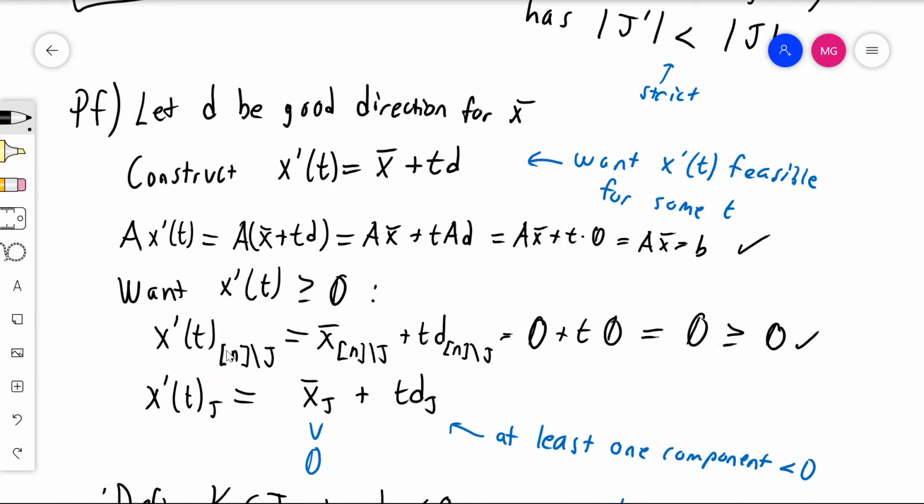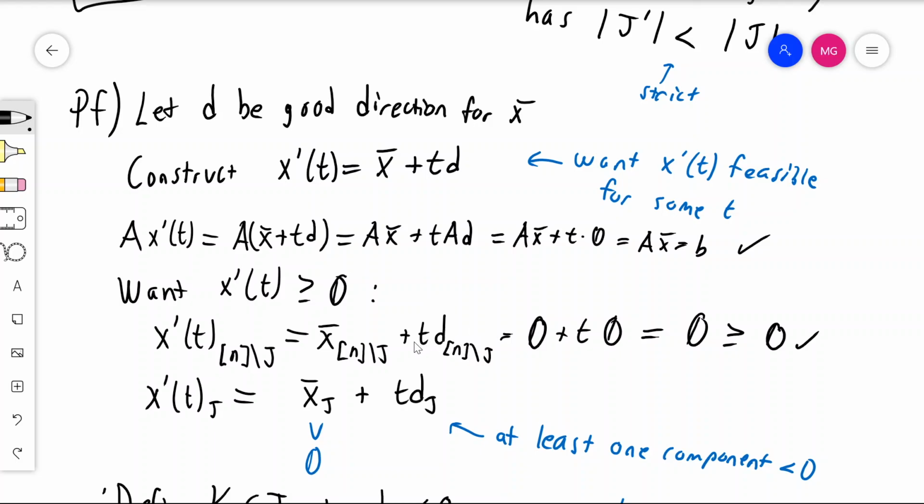Okay, and so we have to have that hold for both the indices that aren't in J and the indices that are in J, capital J. So let's do the ones in the complement of J first. So for the indices in the complement of J, it's the corresponding components of x bar plus td, and for x bar, we already know that every component that's not in J is exactly 0. J is the ones that are positive, so everything else is zeros. So x bar on the complement of J is a 0 vector, and similarly d is a 0 vector. That's, again, part of being a good direction. So we're assuming we have a good direction, and that's one of the conditions.